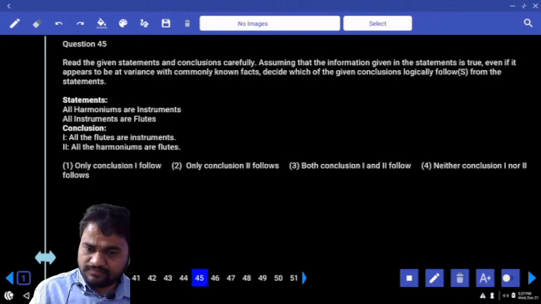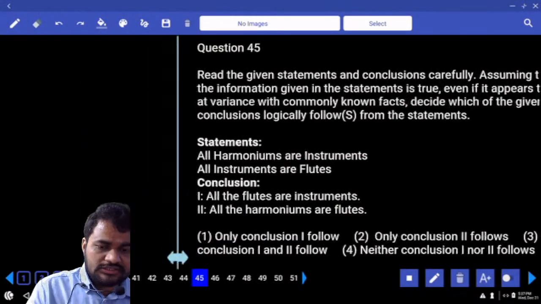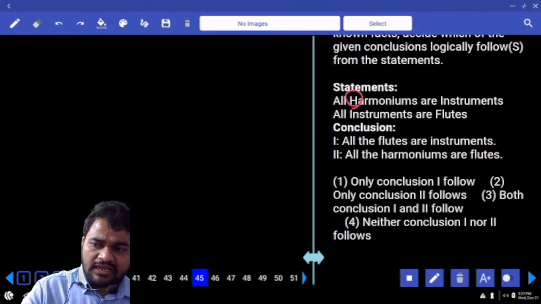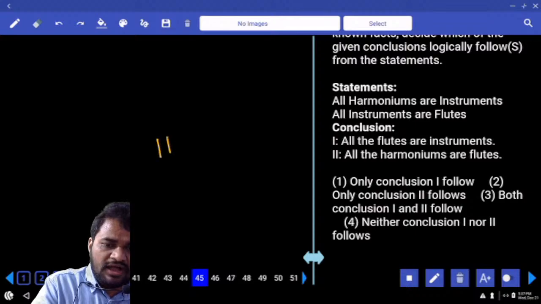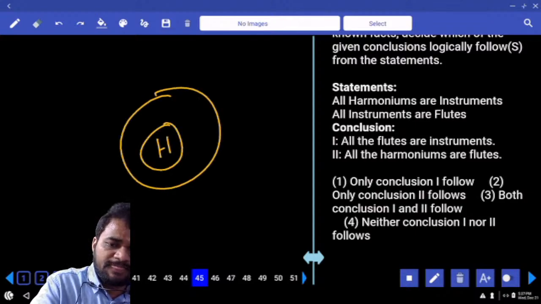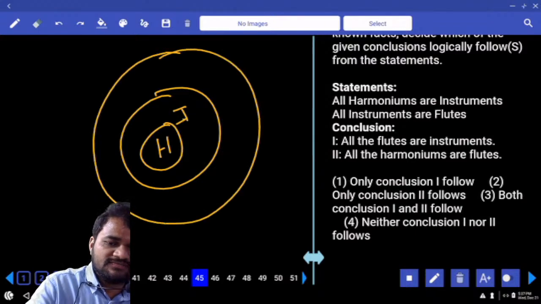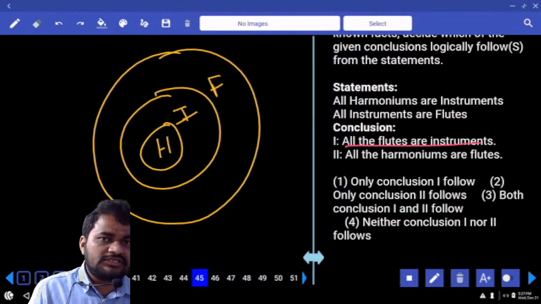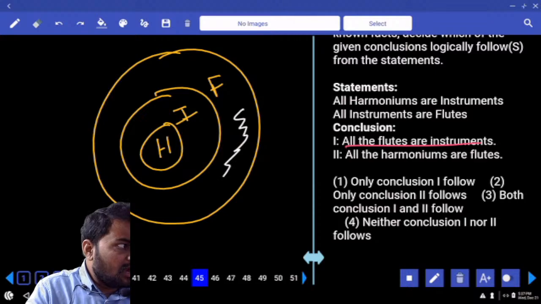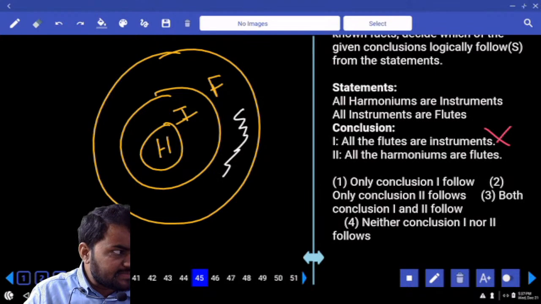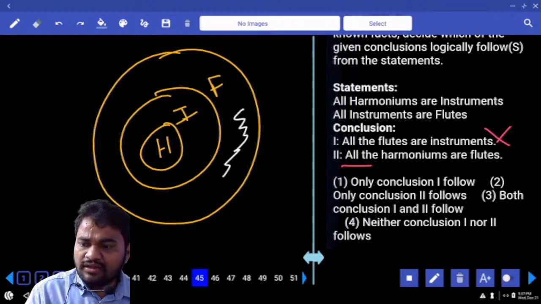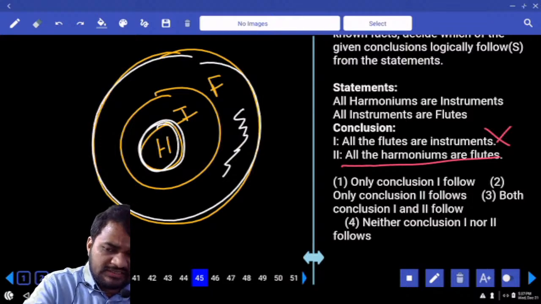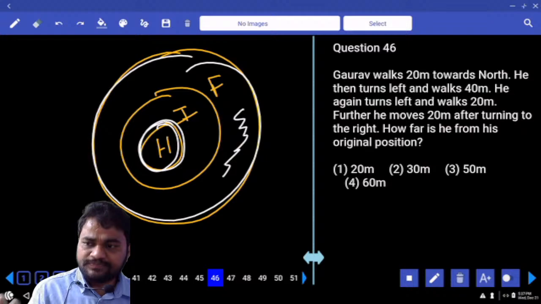Next, 45. Syllogism. All H's are I's, all I's are F's. Conclusion 1: all F's are I's. No, all F's are not inside I, hence conclusion number 1 is wrong. Second one, all H's are F's. Yes, all H's are inside F itself, so it is true. Only conclusion 2 is true.